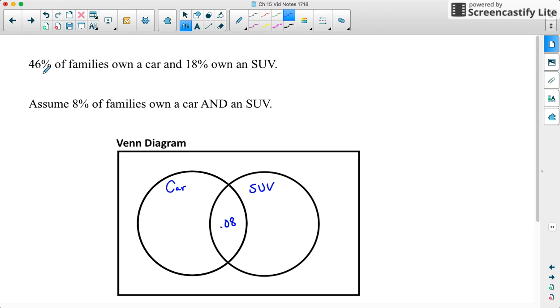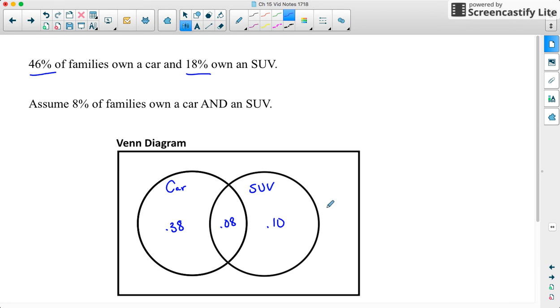Because of that, if 46% own a car, we're going to put the rest of the 46% here. So 46 minus 8 is 38%. So 38% and 8% gives us the total 46% that own a car. Now 18% own an SUV. We already have 8% there, so the other 10% would go in just the SUV. So just 10% own only an SUV, 38% only own a car, and 8% own both.